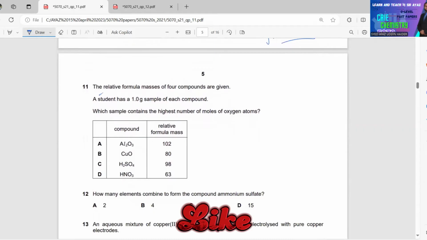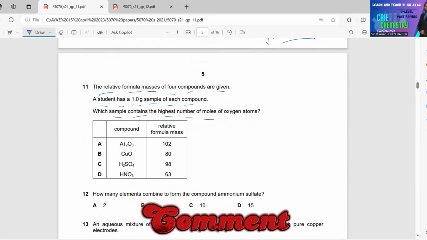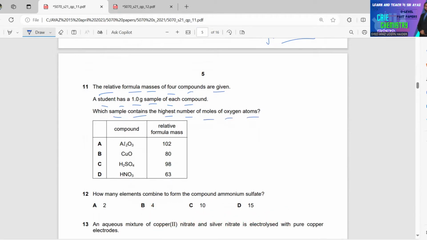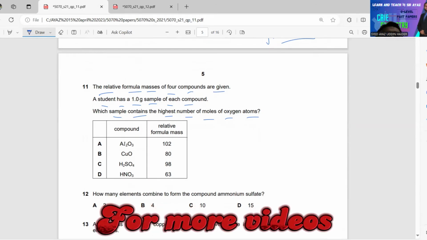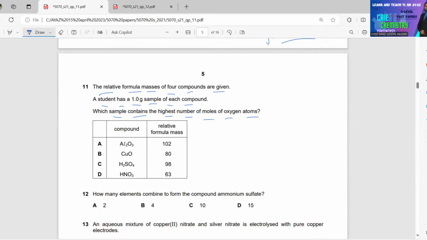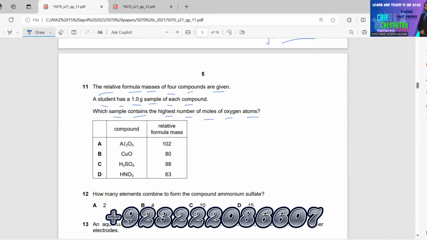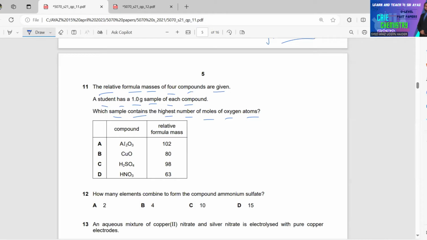Number 11. The relative formula masses of 4 compounds are given. A student has a 1 gram sample of each compound. Which sample contains the highest number of moles of oxygen atoms? Mass is provided, which is 1 gram. So what we need to do? We need to calculate the number of moles of oxygen atoms. What I will do? I will convert the 1 gram sample of each of these into moles.